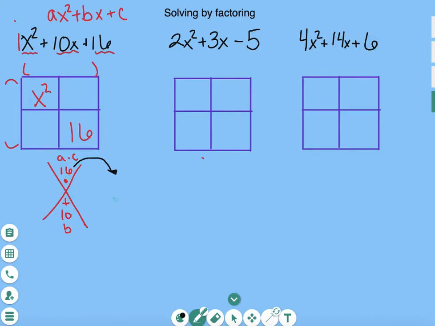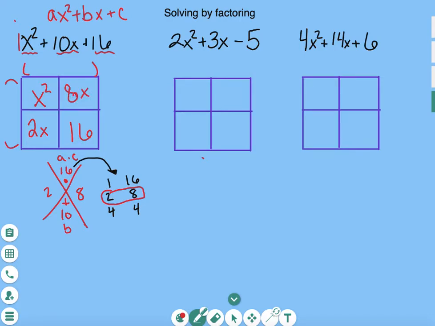If you're having trouble figuring out what those numbers might be in your head, I like to make a list of the factors. That seems to be the easiest way for me to keep track of this. So I look at the factors of 16 and make a list of the pairs: 1 times 16, 2 times 8, and 4 times 4. Once I've got my list, I'm looking for whatever pair would add to make 10. In this case, 2 and 8. So those are what's going to go in my two empty boxes here.